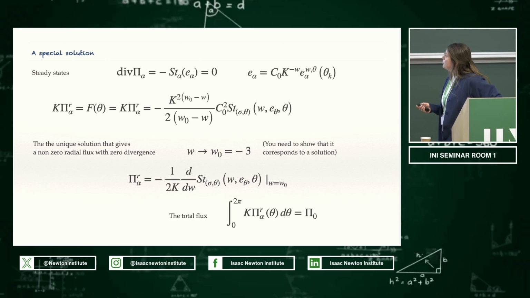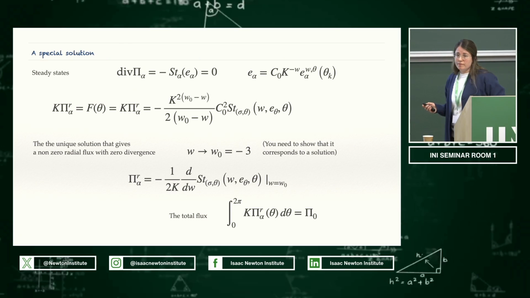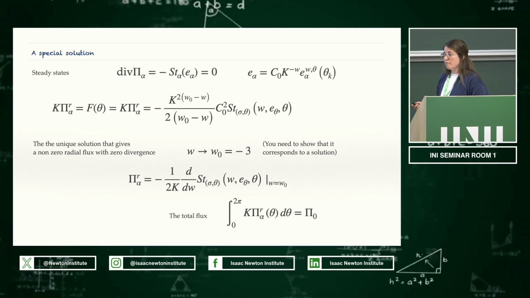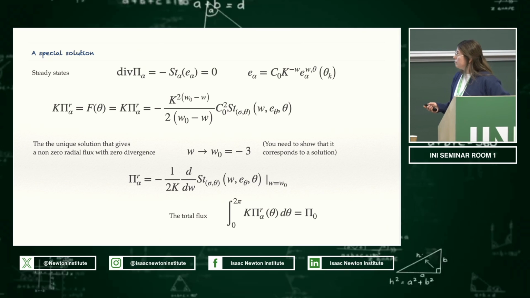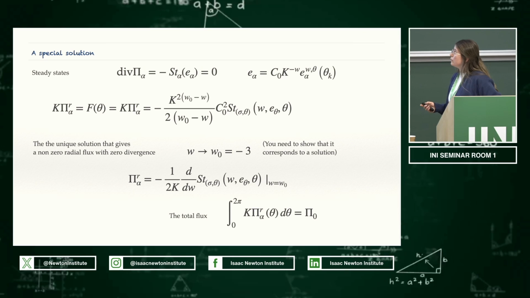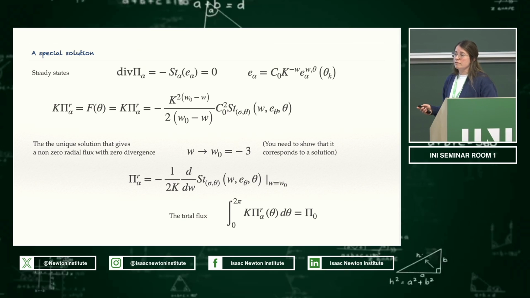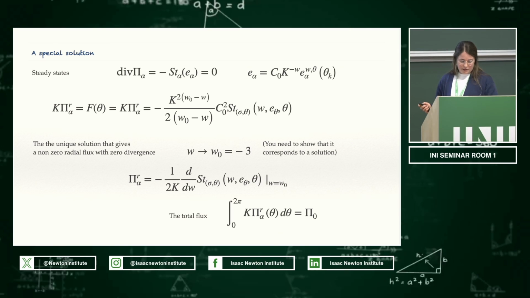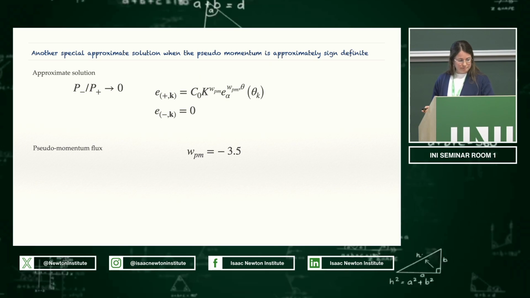And for the two-dimensional Boussinesq equation, we found this value, it's -3. And then because when I take W to W naught, it will make this denominator divergent, then the flux will actually be given as a derivative in W of the angular part. So it's really the special solution, the only special solution that will give me a non-zero flux. All the other fluxes, because this is zero, will give me a zero flux, all the other W's.